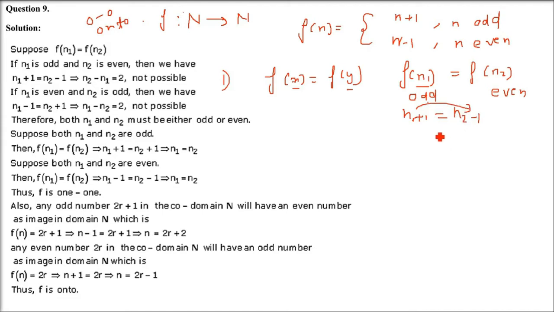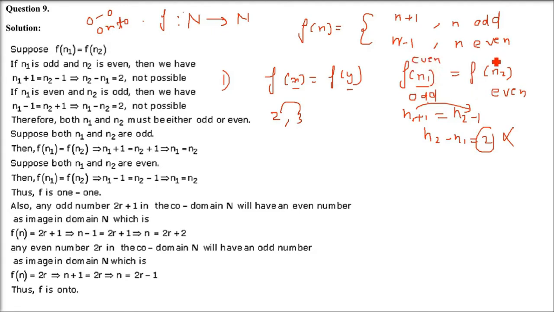So just change the positions here: n2 minus n1 equals 2. Is it possible, when one number is odd and one is even, that the difference is 2? For example, you take 2 and 3. 3 minus 2 is 1. So this is wrong. It can never come. Not possible.